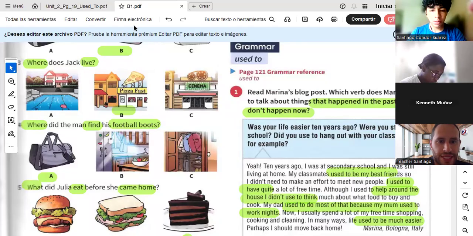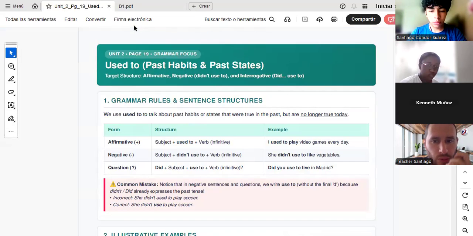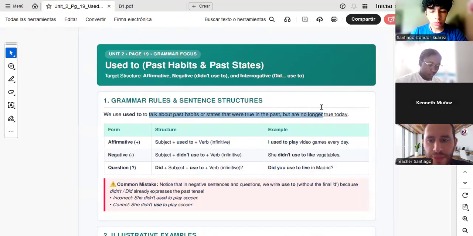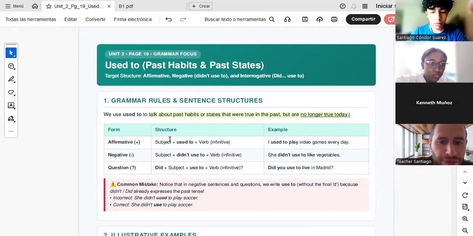Here we have an explanation. So, we use "used to" to talk about past habits or states that were true in the past but are no longer true today. Algo que hacíamos en el pasado, que sucedía en el pasado, que funcionaba en el pasado, pero ya no. Solíamos, right? So, affirmative: subject plus used to plus the verb, base form of the verb.